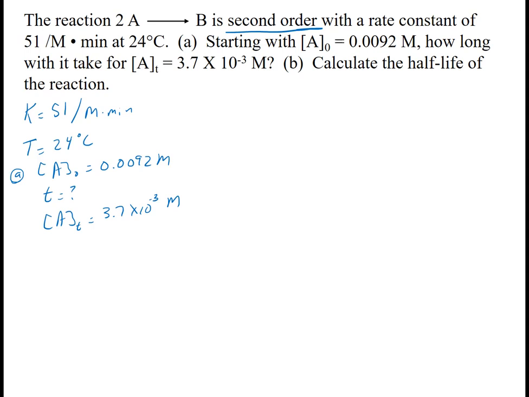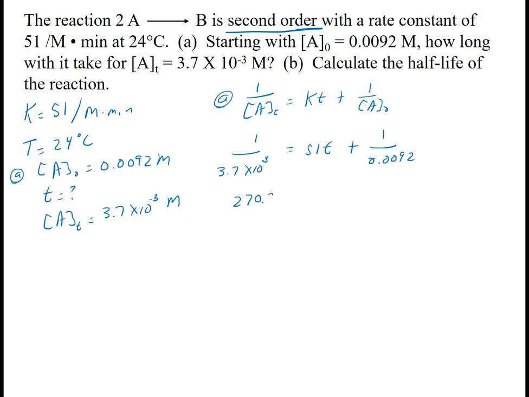So this is just an integrated rate law because it gave me 2 concentrations. This is not 1/2 of this concentration, so it's not a half-life. So I need to do the integrated rate law. For a second order, the integrated rate law is 1 over the concentration at time t is kt plus 1 over the initial concentration. So I have 1 over 3.7 times 10 to the minus 3 is 51t plus 1 over 0.0092. I'm going to take the inverse of this, and when I do that, I get 270.3. It's still 51t plus, when I take the inverse of this, I get 108.7.